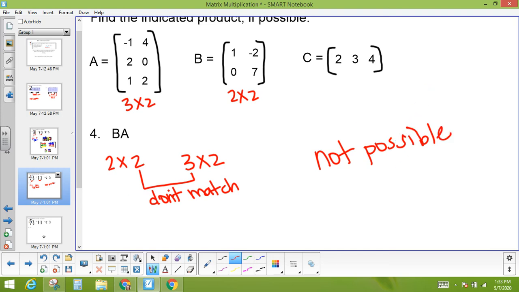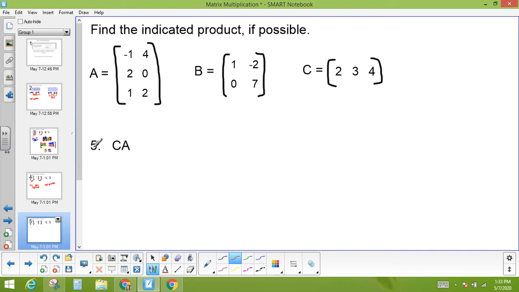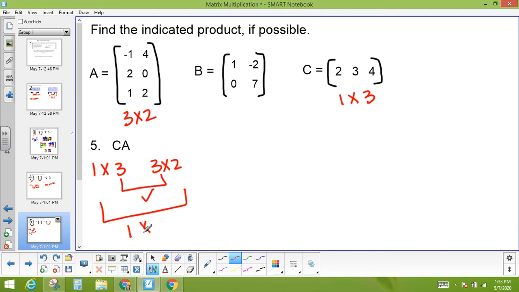All right, last example. We are going to do C times A. So let's look at the dimensions of those. We're going to use A. That one's a 3x2. And we're going to use C. That's a 1x3. All right, so they want us to do C times A. So if we do C times A, if we check our dimensions, we see that the columns of the first match the rows of the second. So yes, we can multiply, and we should get a 1x2 when we're done.